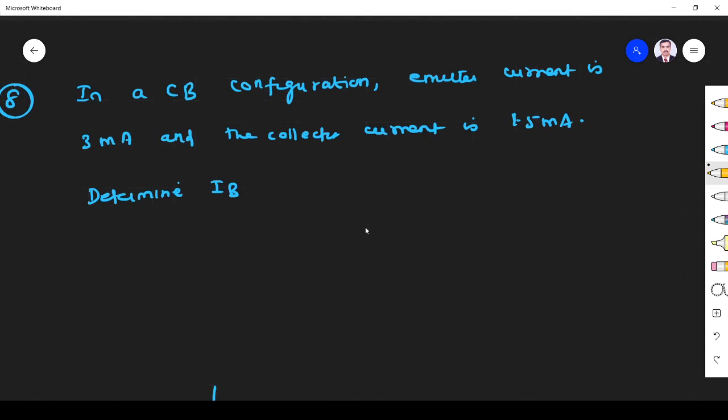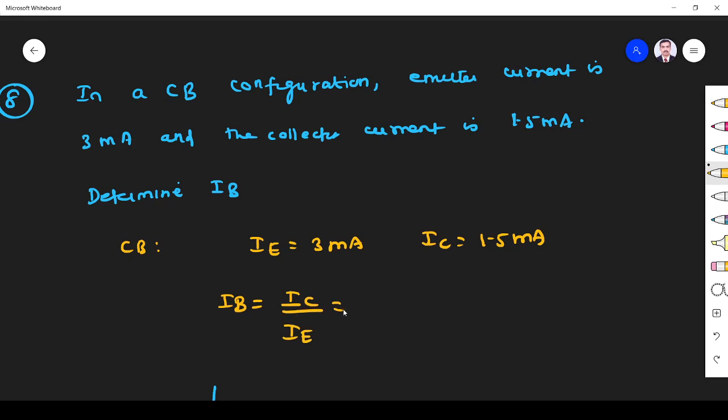In a CB configuration, emitter current IE is 3 milliampere. Collector current is 1.5 milliampere. Right? What do they ask? Base current. So in CB configuration, base current is IB equal to IE minus IC. Common base. So IC is 1.5 milliampere, IE is 3 milliampere, so it is 1.5 milliampere.